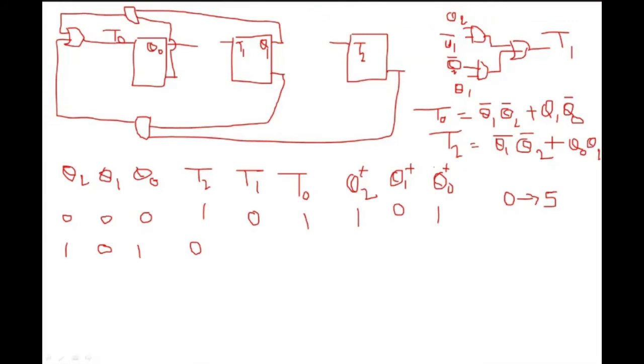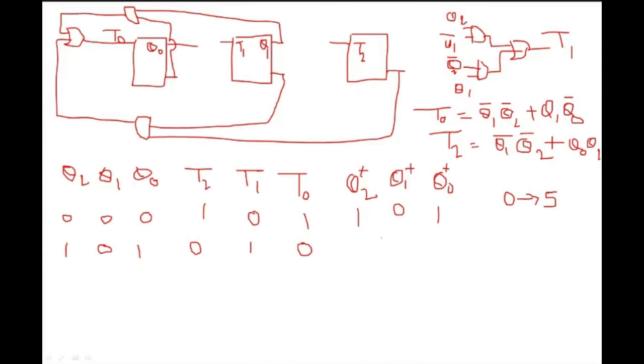T1 is Q2 XOR Q1. Q2 Q1 is 1 0, so it will be 1. T0 is Q1 bar Q2 bar plus Q1 Q0 bar. Q1 bar is 1, Q2 bar is 0, so this will be 0, plus Q1 is 0, 0 into 0, so this is 0. So T0 is also 0.